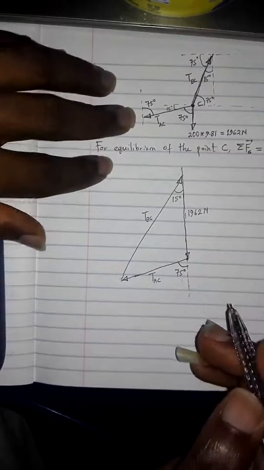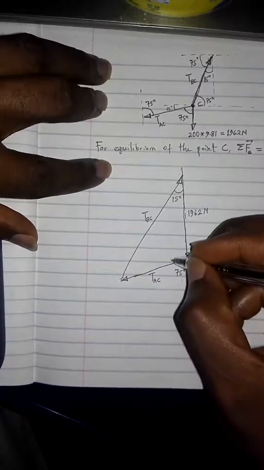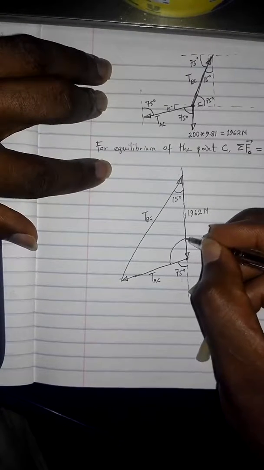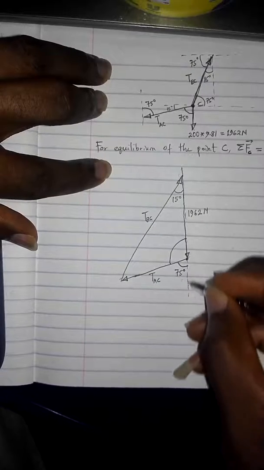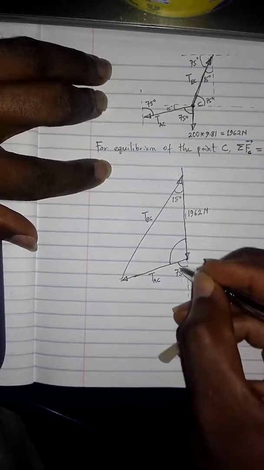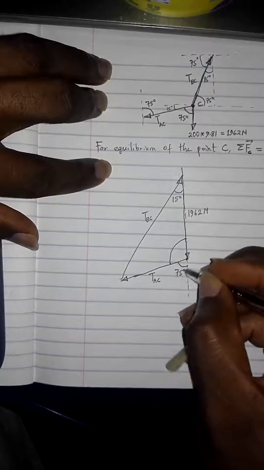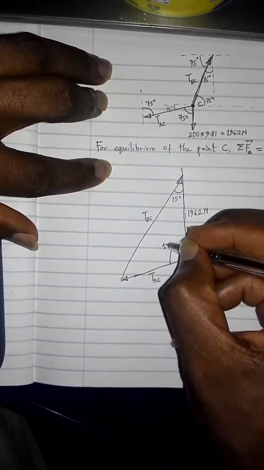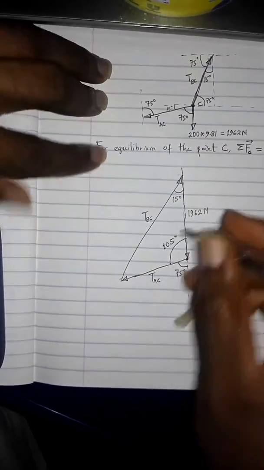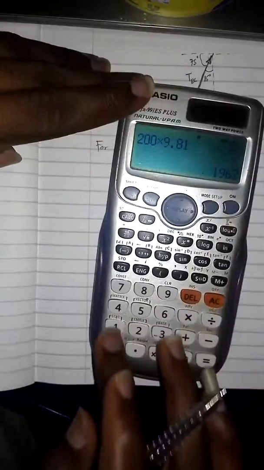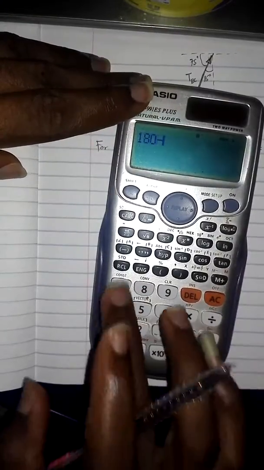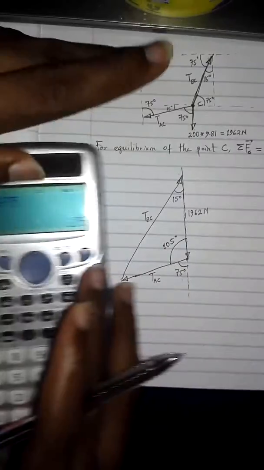Alright, then we need to get the angles. So we go this way. This is a straight line. Angle on the straight line is 180 degrees. So this is going to be 180 degrees minus 75 degrees. I think that is 105 degrees. Let's be 100% sure. 180 minus 75, 105.